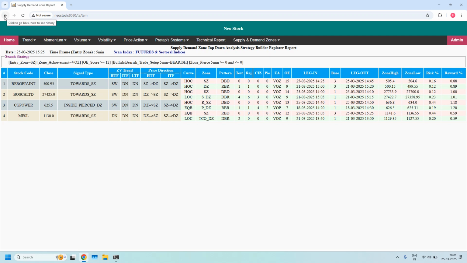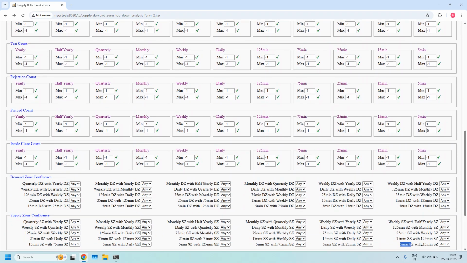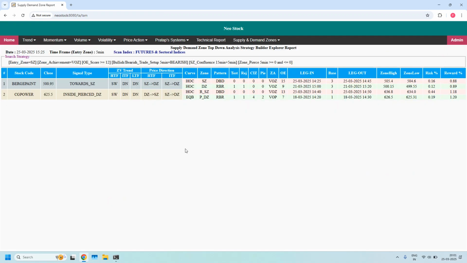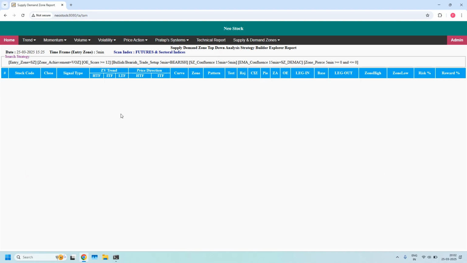Let's verify. First, based on 5 minutes and 15 minutes supply zone confluence, I'm enabling the filter. So with this filter, out of 4 stocks, we got 2 stocks. So these 5 minute supply zones overlapped with the 15 minute supply zone. Okay. Because the trend is downtrend, if the 15 minute supply zone has daily EMA, probably they might have more high probability to get success. At 15 minutes time frame, 15 minutes supply zone with daily EMA confluence. None of them are filtered.